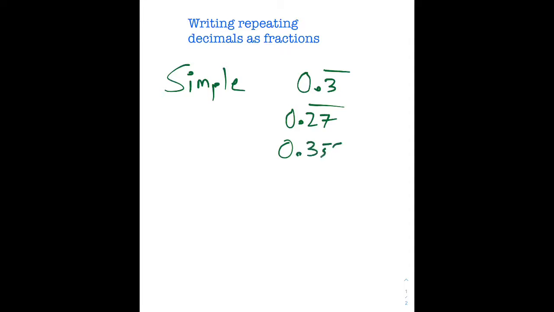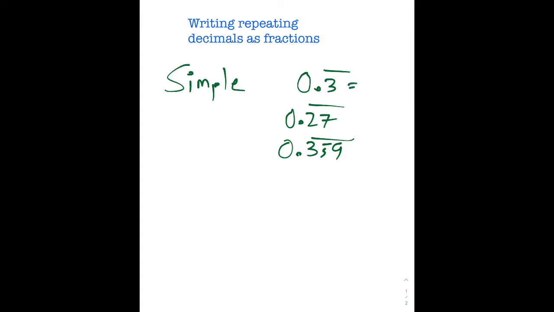Okay, this is just a quick video about writing repeating decimals as fractions. So we can do things quickly, and then if you like, I'll explain how. First, the quick rule is if you have a simple repeating decimal, and a simple repeating decimal means something like a third, or any of these, where everything behind the decimal gets repeated.